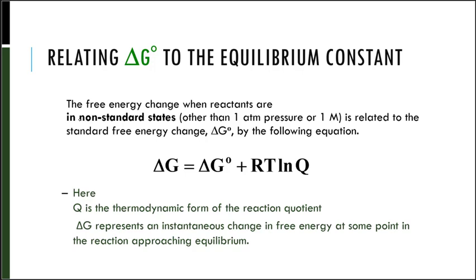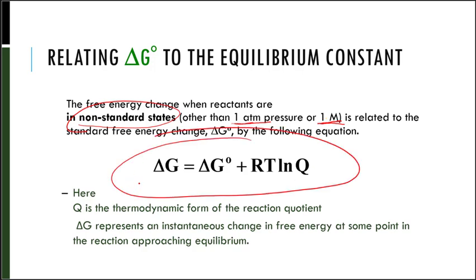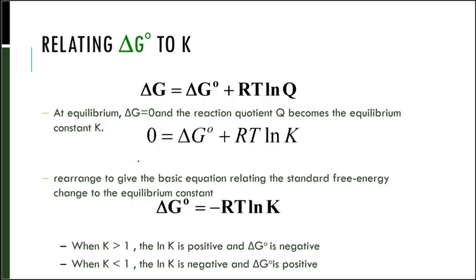Let's dive into when we have non-standard states, which means that we are at a pressure that's different than 1 atmosphere or a concentration that's different from 1 molar. We use this equation from the last section. Q is our thermodynamic form of the reaction quotient, and delta G represents an instantaneous change in free energy at some point in the reaction approaching equilibrium. At equilibrium, delta G is equal to 0, and the reaction quotient Q becomes the equilibrium constant K.